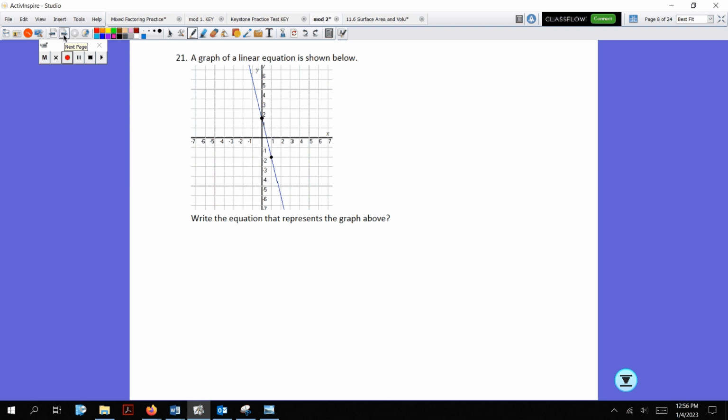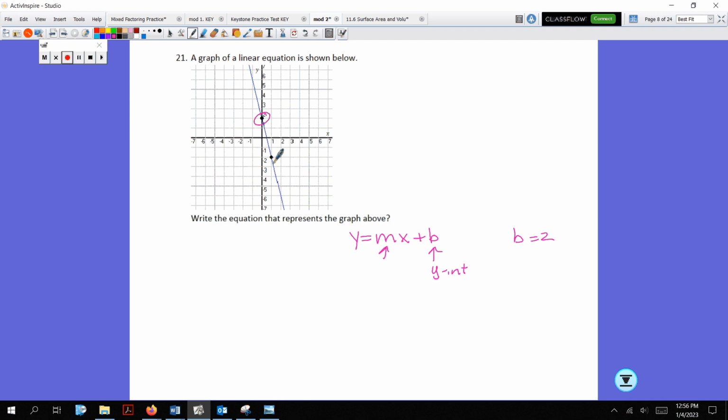Okay, number 21 is super easy. This is a graph of a linear equation, right? It's a straight line. Write the equation represented in the graph above. Okay, so y equals mx plus b. What are we looking for? Well, we're looking for m and b. Those are numbers. This is the y-intercept. That's easy to see. Where does it cross the y-axis? Right there. What's that value? 2. So b equals 2. If I have 2 points on a graph, I can do the rise over the run, or I can use the slope formula.